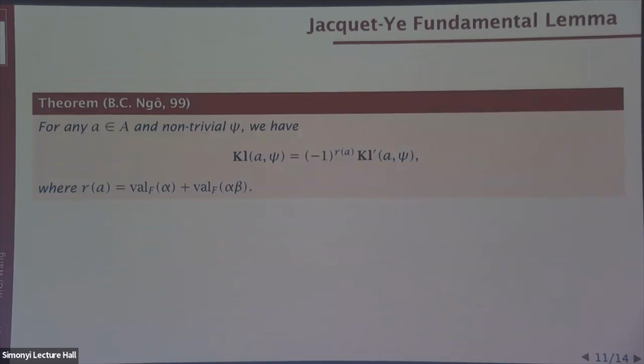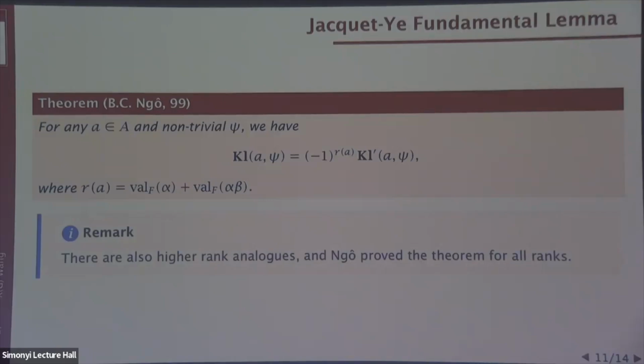And for Kloosterman integrals, there is a similar identity, a generalization of the Hasse-Davenport identity called the Jacquet fundamental lemma, that says the Kloosterman integral and its twisted version, which I never defined, differ by a sign, except this sign is slightly more involved, not just -1. And it's proved by B.C. Ngo in 1999 in his PhD thesis. So he's my advisor. So this is true for any A and any non-trivial psi. And a remark is that there is actually a higher rank version, not just 2 by 2. So you can go n by n, and prove the theorem for all ranks.